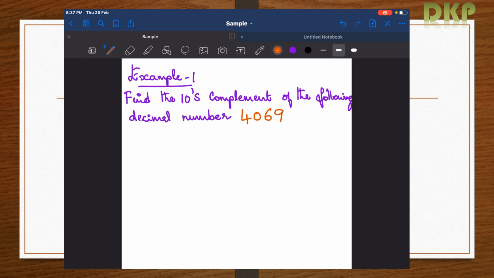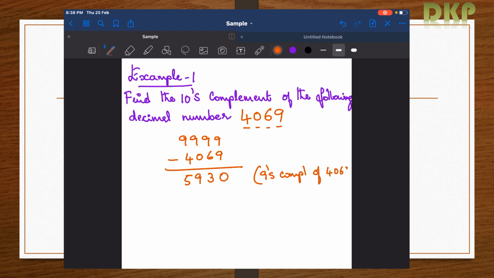First we have to check how many digits are there in this decimal number. There are 4 digits here. Therefore you have to write 4 nines, then subtract 4069 from these 4 nines. 9 minus 9 is 0, 9 minus 6, 3, 9 minus 0, 9, and 9 minus 4, 5. So this is your nines complement of 4069.